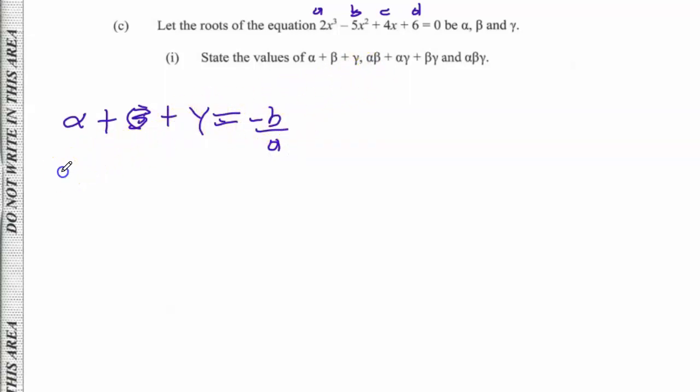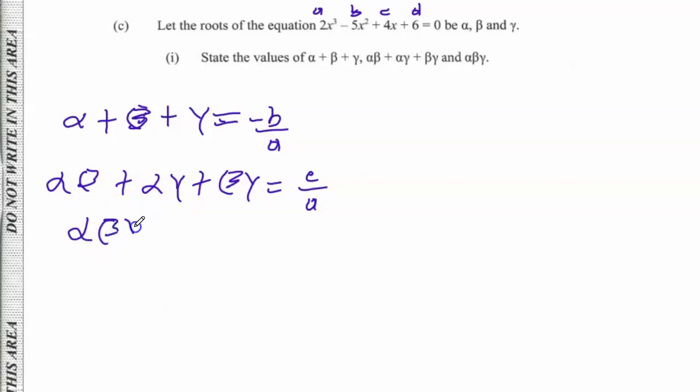The sum of the products, alpha beta plus alpha gamma plus beta gamma, that's c over a. And the product of the roots, alpha beta gamma, that's d over a. So the sum, negative b over a. Now b is negative 5 and a is 2, so it's minus negative 5 over 2, that's positive 5 over 2. So alpha plus beta plus gamma is 5 over 2.